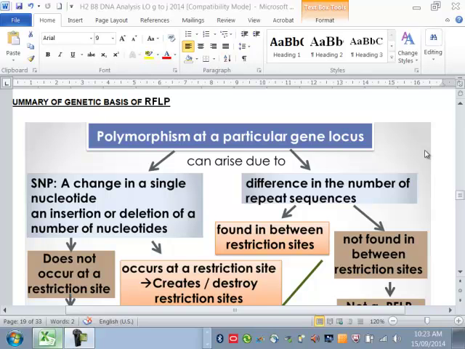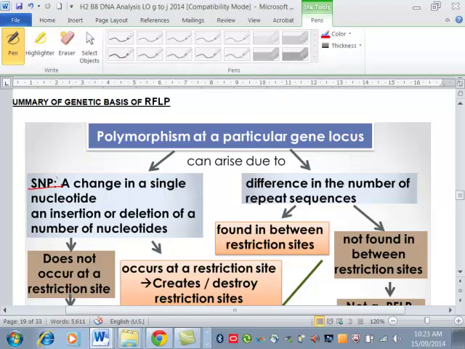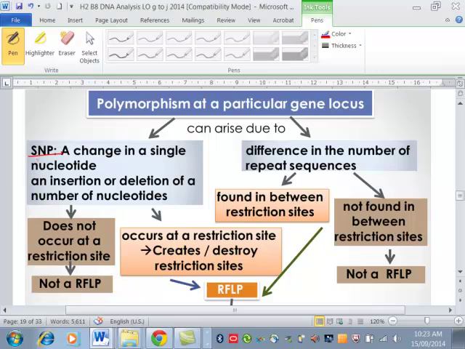Now, the different sequences of nucleotides as shown over here can arise due to, number 1, a mutation. Over here, single nucleotide polymorphism. There might be a mutation, but the mutation must occur at a restriction site. If it doesn't occur at a restriction site, then we say it's not an RFLP. So number 1, it can be detected via mutation, differences in nucleotide sequence.